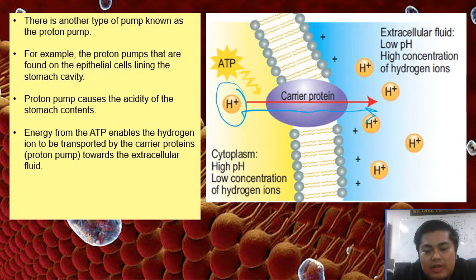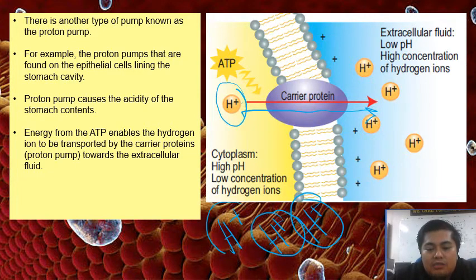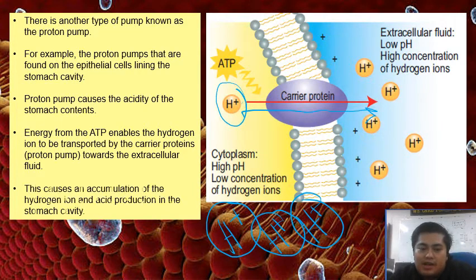Okey, kalau korang dah belajar kimia, topik acid base dan topik acid base and salt, korang akan tahu yang bila sesuatu sebatian tu mempunyai lebih banyak ion hidrogen, ia menunjukkan bahawa bahan tersebut adalah lebih berasid berbanding bahan-bahan lain. So this causes the accumulation of the hydrogen ion and the acid production in the stomach cavity.